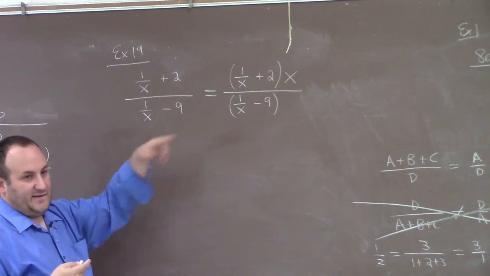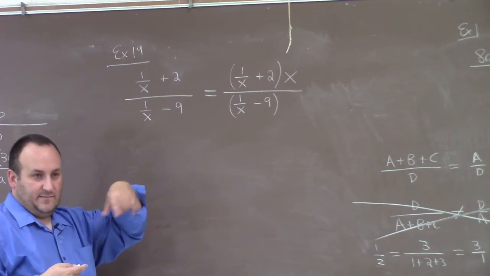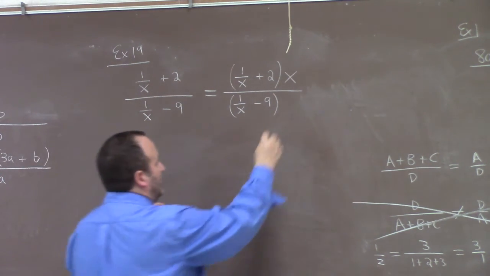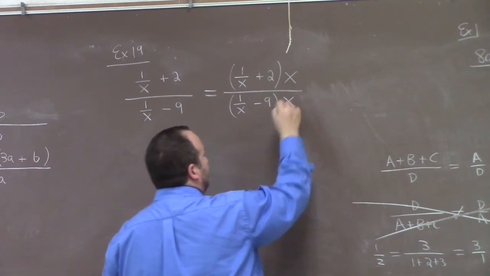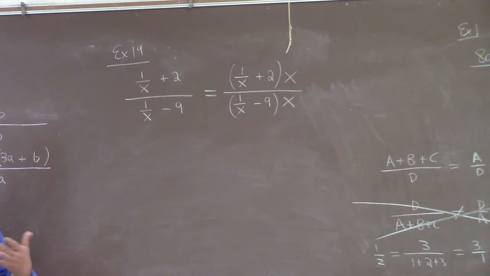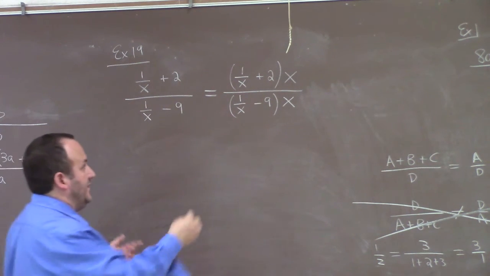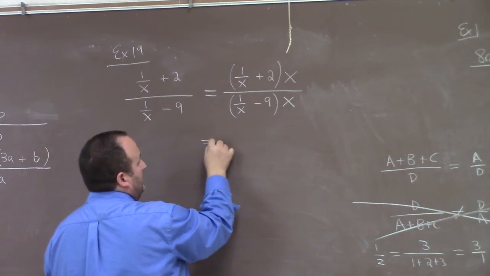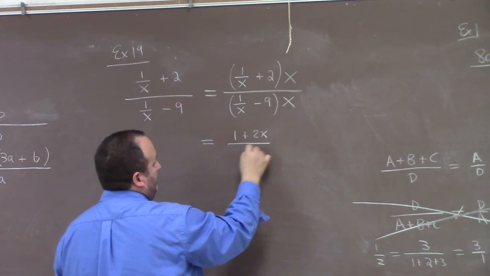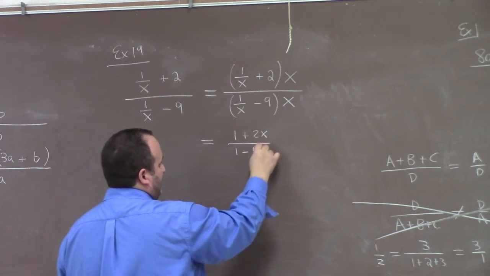If I multiply by x there, I also have to multiply by x downstairs as well. Otherwise, I've changed the value, right? I can only multiply by 1 or add 0. So I have to multiply by x over x to be fair. But I can do that. And that's the right idea, because then we get 1 plus 2x over 1 minus 9x.